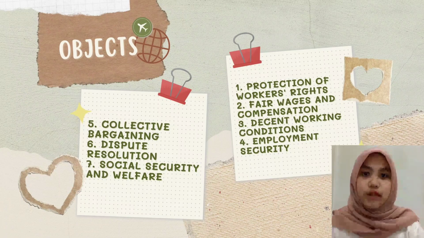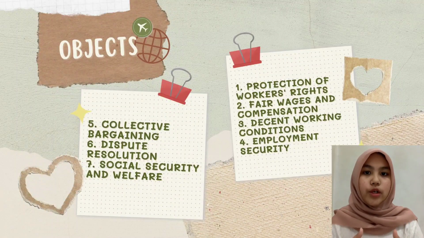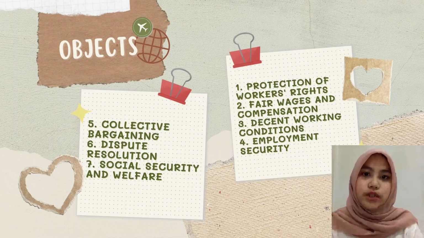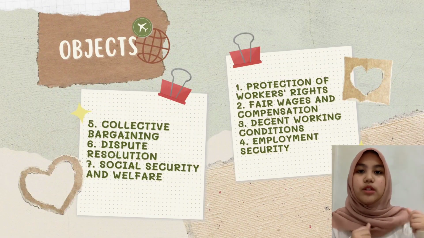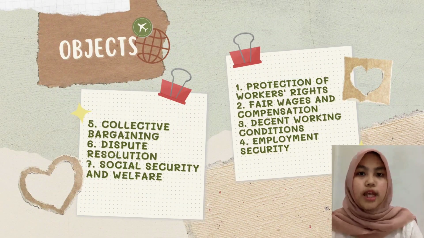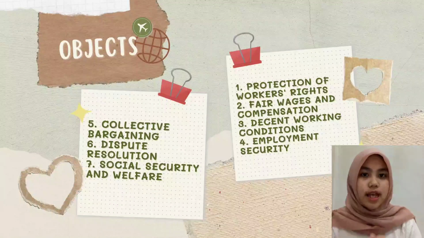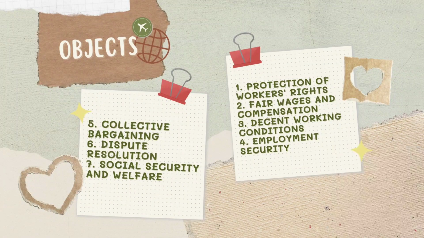The object of labor law pertains to everything related to the employment relationship itself. This includes the protection of workers' rights, regulation of wages and salaries, working hours, social security, working conditions, and dispute resolution mechanisms between workers and employers. Its primary goal is to ensure a fair balance of rights and obligations for both parties.